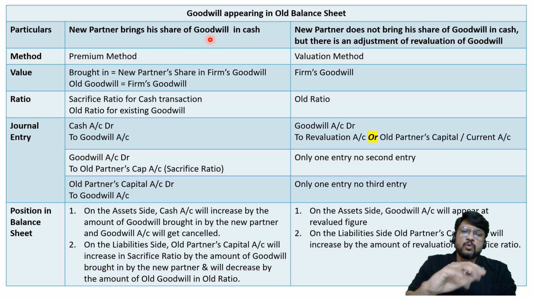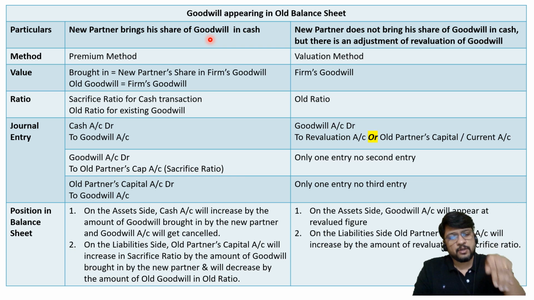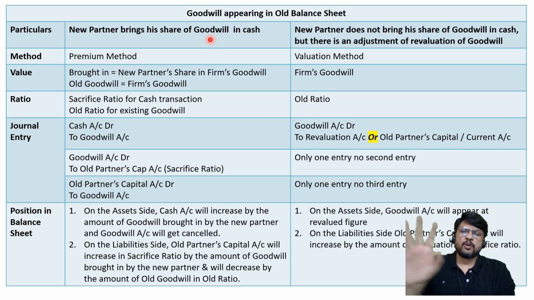Entries: old goodwill is fully depreciated like a revaluation loss. So it will ultimately go to the old partners' capital account debit side, and the goodwill account is required to be reduced to 0. So to goodwill account. And cash is coming in because the new partner is bringing his share of goodwill in cash. So the entry will be cash to goodwill and goodwill to old partners' capital. In which ratio? Obviously the sacrifice ratio. This is the simple point of the premium method.